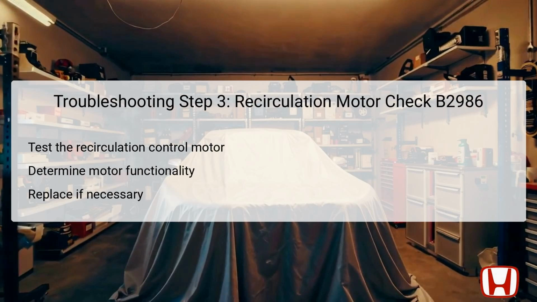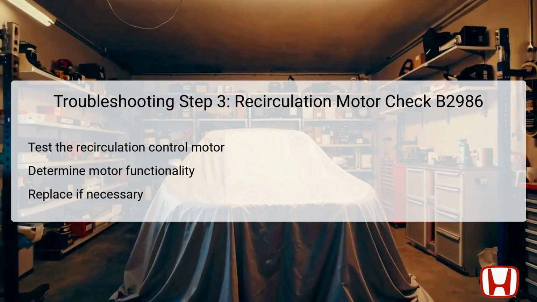A final troubleshooting step involves checking the functionality of the recirculation control motor itself. After ensuring proper wire connections and continuity, it's essential to physically test the motor. You should perform operational tests to determine if it responds correctly to commands from the climate control unit. If the recirculation control motor operates as expected, the issue may reside in the climate control unit, which would require replacement. However, if the motor is non-functional, it should be replaced immediately to restore effective climate control capabilities.